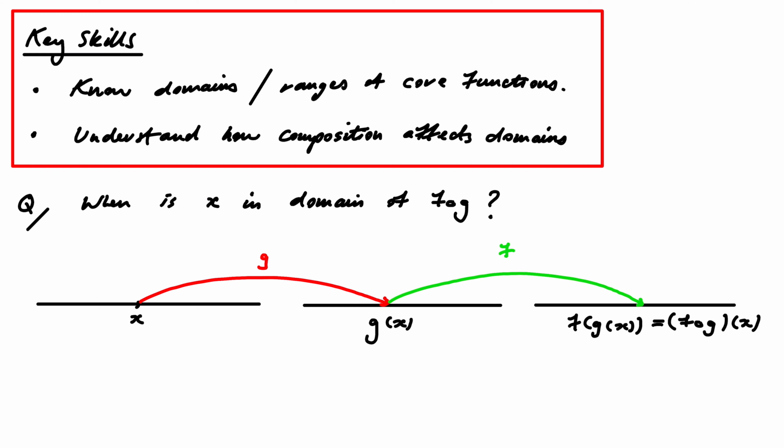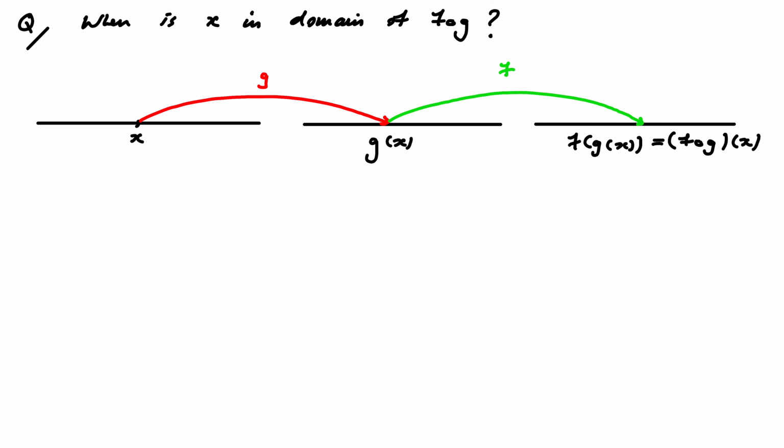This picture is going to tell us everything we need to know. What's going to happen for this to make sense? Well, two things have to happen. First of all, we need to have x in the domain of g, right? This needs to make sense. And next, g of x has got to be able to be fed into f. So I need two things to happen. I need x to be in the domain of g, and I need g of x to be in the domain of f.